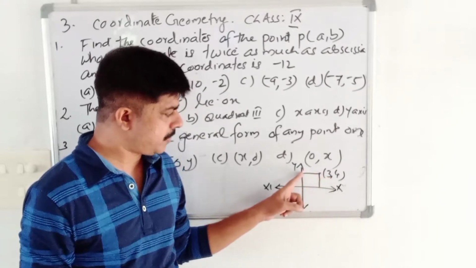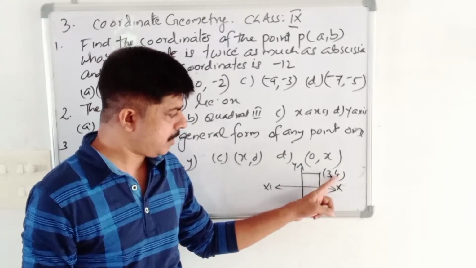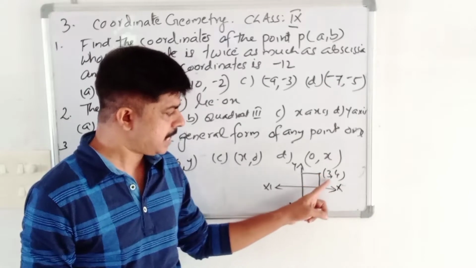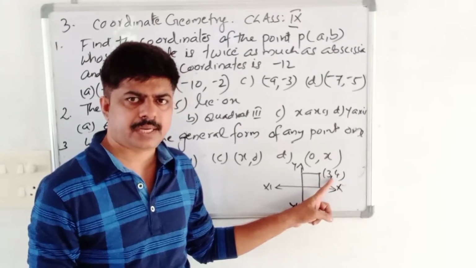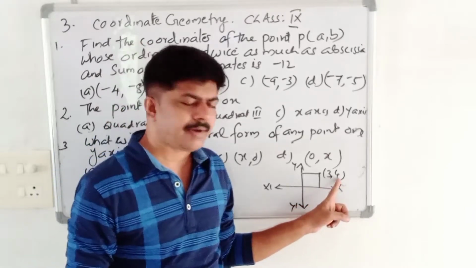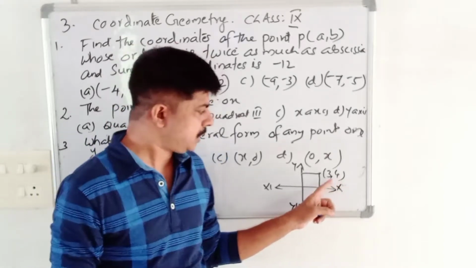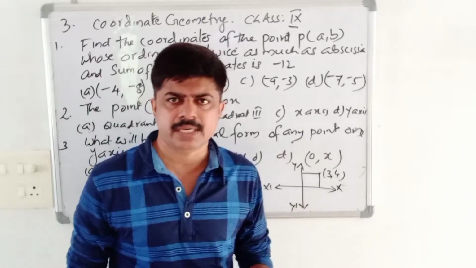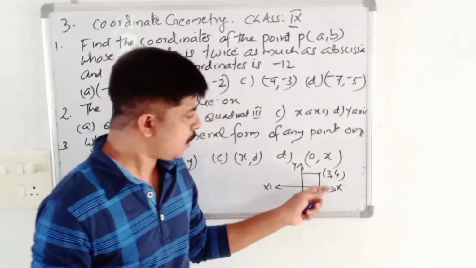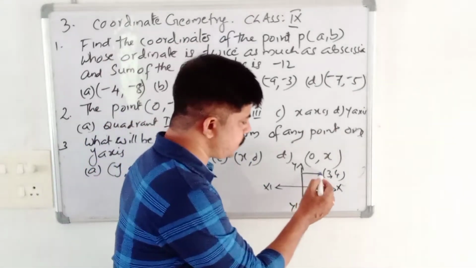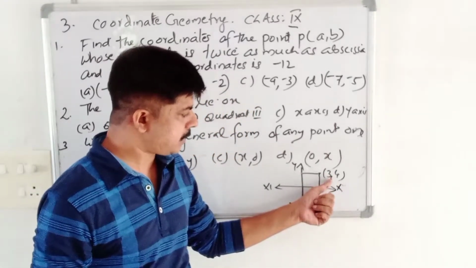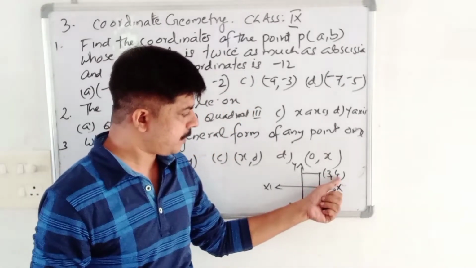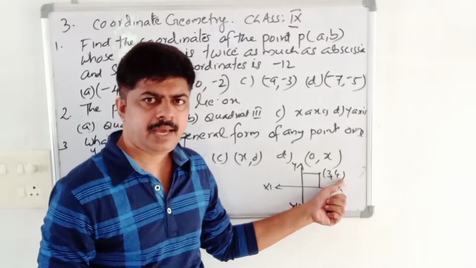The x-coordinate is the perpendicular distance from the y-axis. The y-coordinate is the perpendicular distance from the x-axis. Here our abscissa is 3, the x-coordinate, and 4 is the y-coordinate or ordinate. Together we say this is the coordinate of the particular point which you have taken.